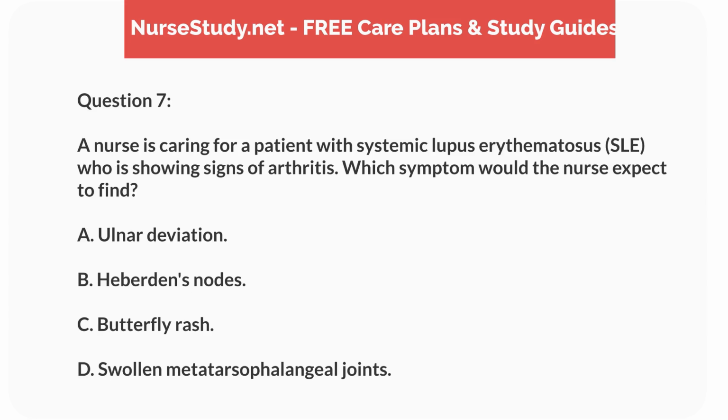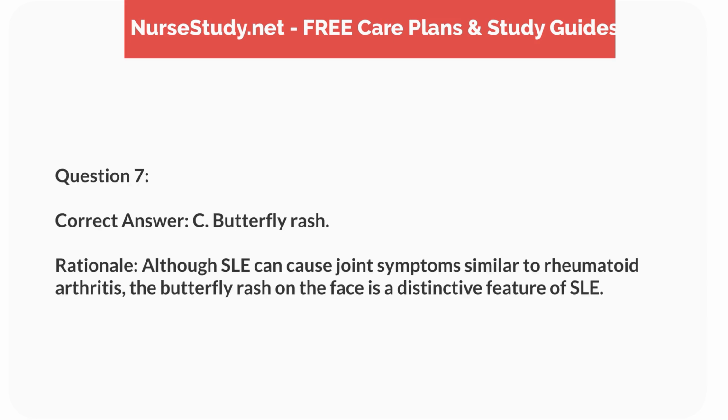Question 7. A nurse is caring for a patient with systemic lupus erythematosus, SLE, who is showing signs of arthritis. Which symptom would the nurse expect to find? A. Ulnar deviation. B. Heberden's nodes. C. Butterfly rash. D. Swollen metatarsophalangeal joints. Correct answer. C. Butterfly rash.